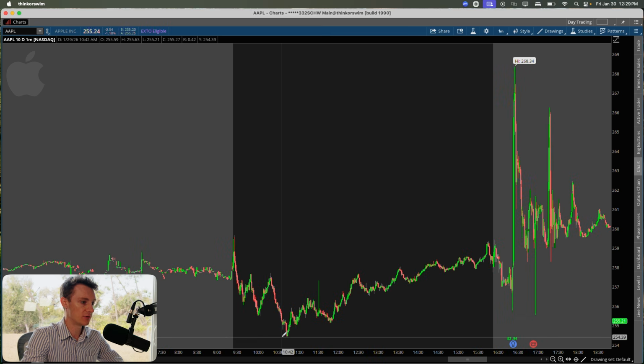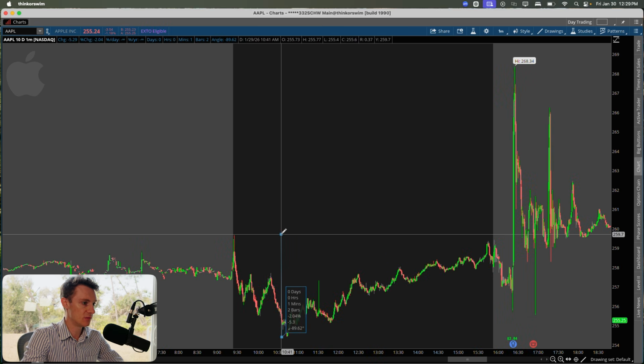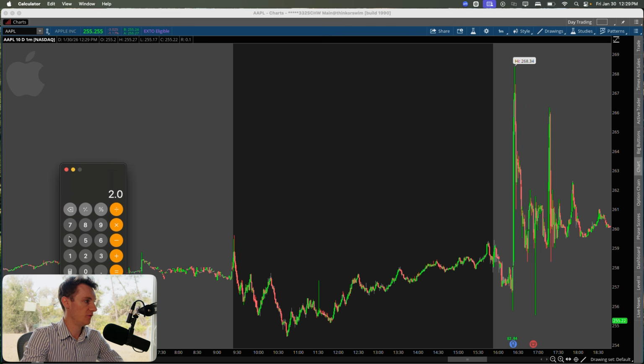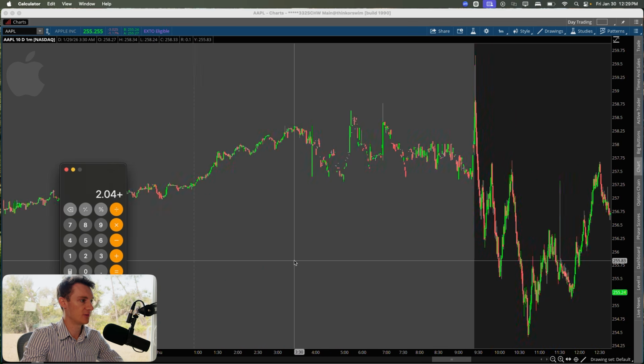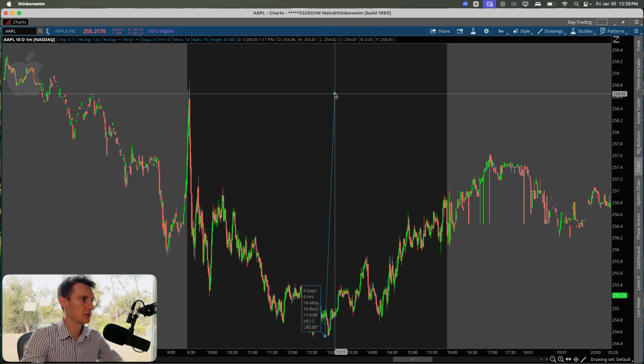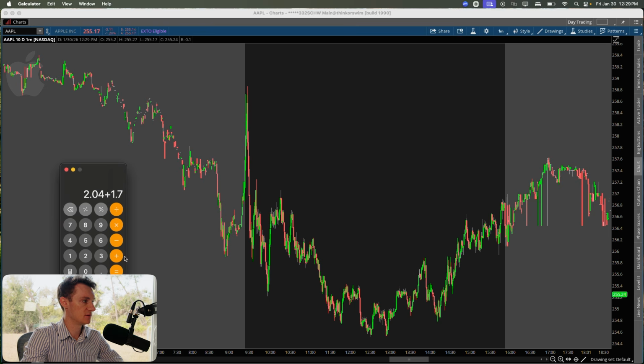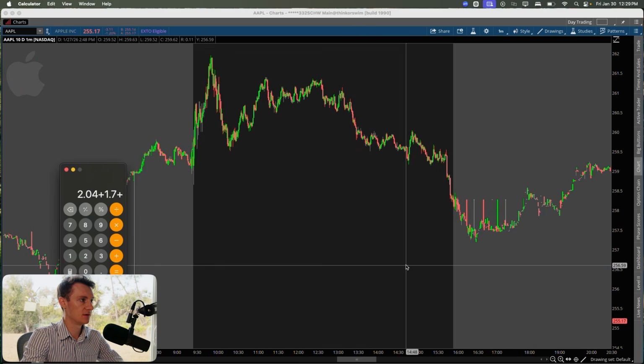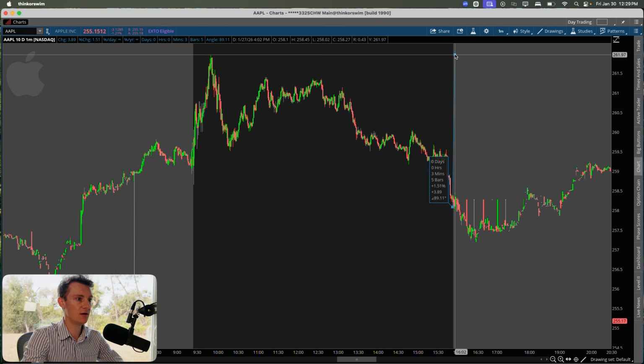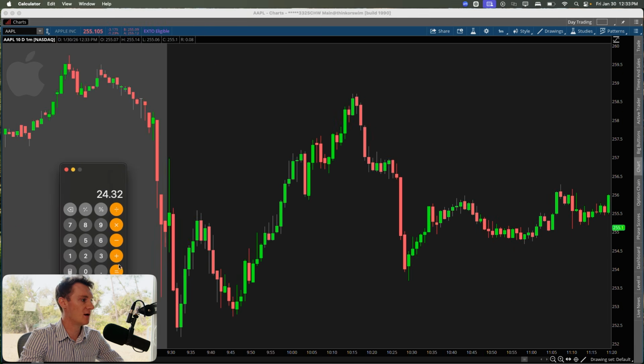We're going to chart out the low to the high of day, which was 2.04. So 2.04 plus, we'll go back to the prior day. Got the low to the high, 1.7, plus 1.7. Go back to the prior day. We've got the low of day right at close, the high of day up here, 1.51. So we had a couple big days in there, but we got 24.32.